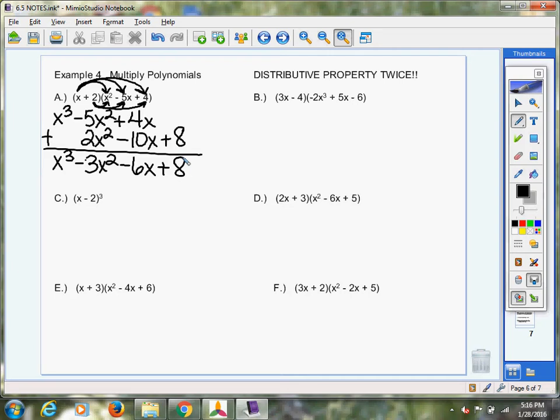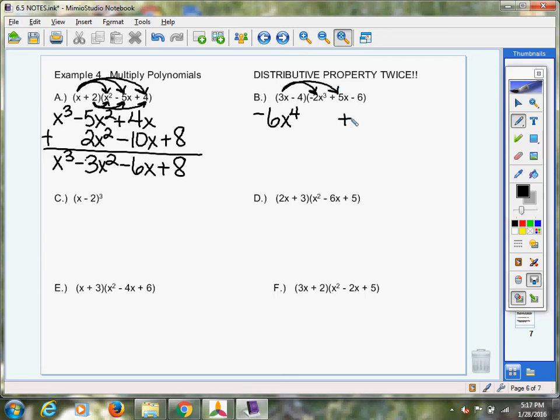Let's do it again for letter B. We'll start with the 3x. 3x times negative 2x cubed. That's negative 6x to the 4th. All right, 3x times 5x. Well, that's going to end up being 15x squared.